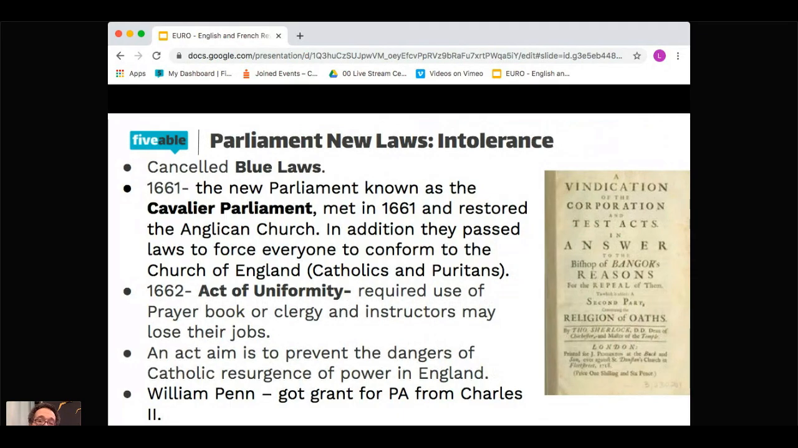In 1662, they basically passed Parliament, not really what Charles is interested in, but Parliament is passing the Act of Uniformity that is basically requiring the use of the prayer book by the clergy. And if anyone does not follow these sort of rules, they will lose their job. So basically, Parliament is trying to push many laws that will prevent the resurgence of Catholicism in England.